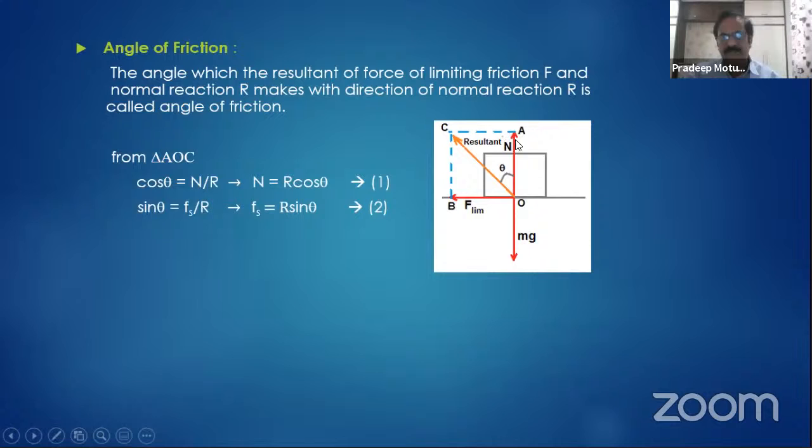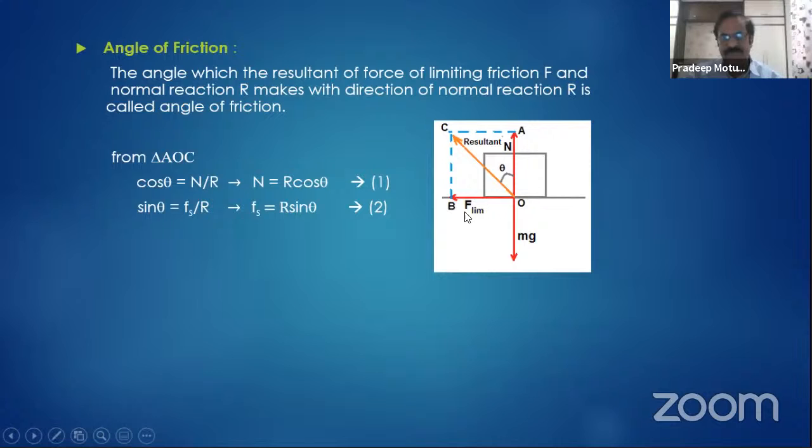Now just make a parallelogram like this. Here AOC is a right angle triangle. It has theta, the opposite side and the adjacent side. The hypotenuse is R. Now take the mathematical derivation. Cos theta is adjacent side by hypotenuse. The adjacent side is N and the hypotenuse is R. So cos theta is equal to N by R. From this, N is equal to R cos theta. This is equation number 1.